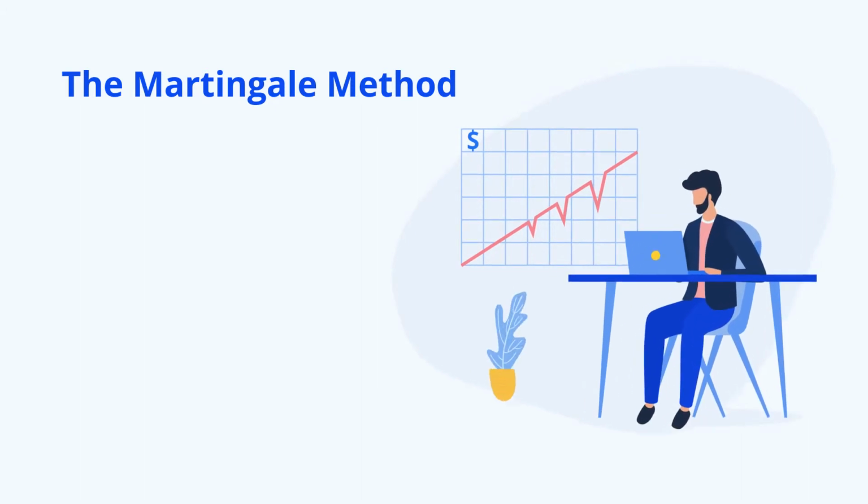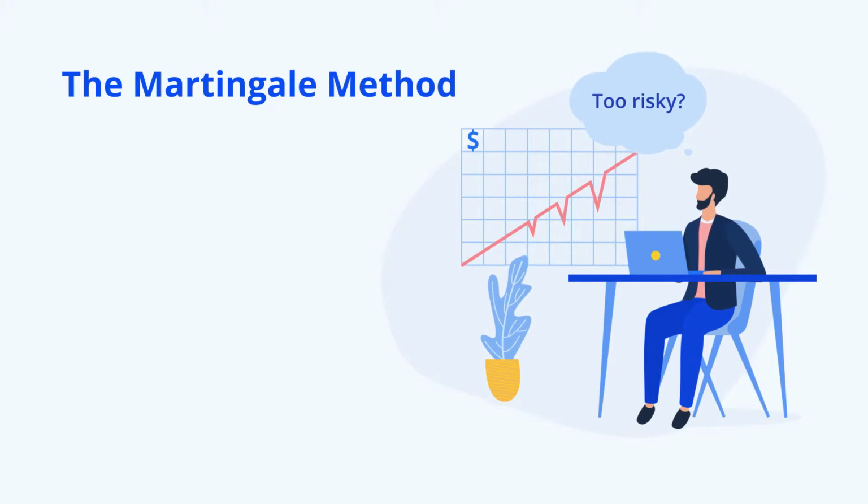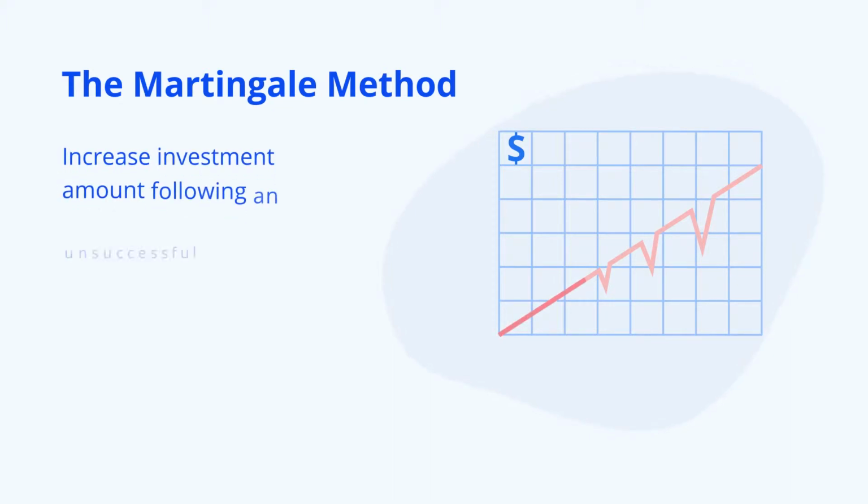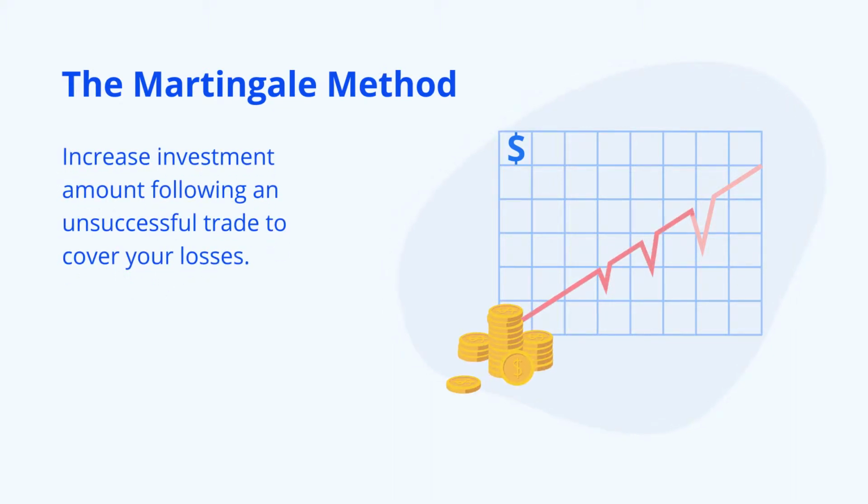Many consider it to be excessively risky, but by sticking to a conservative version of the Martingale method, you risk no more than with any other strategy. In essence, the method is, following an unsuccessful trade, you should increase the investment amount of the next trade in order to have the possibility of covering your losses.